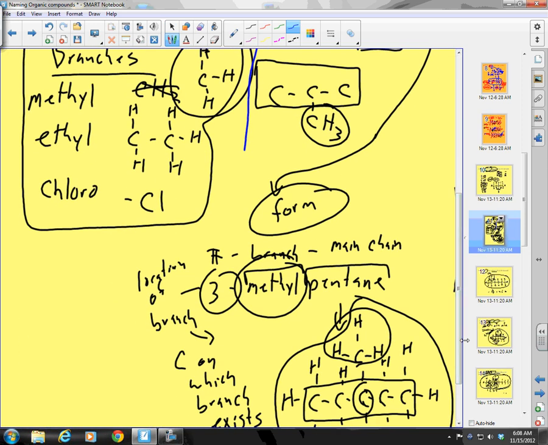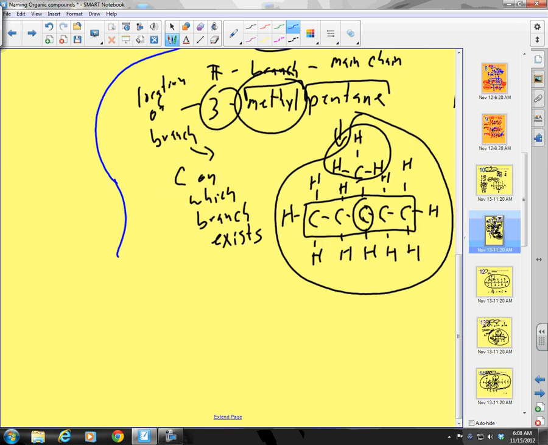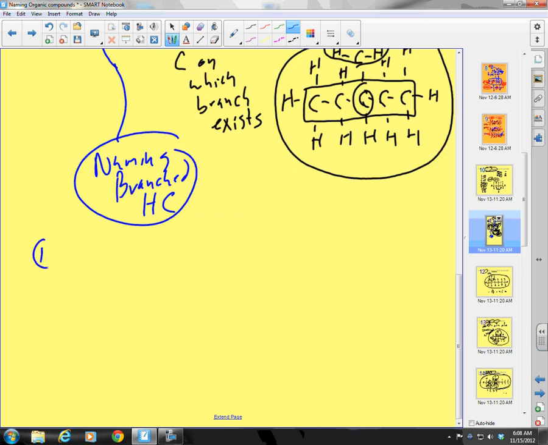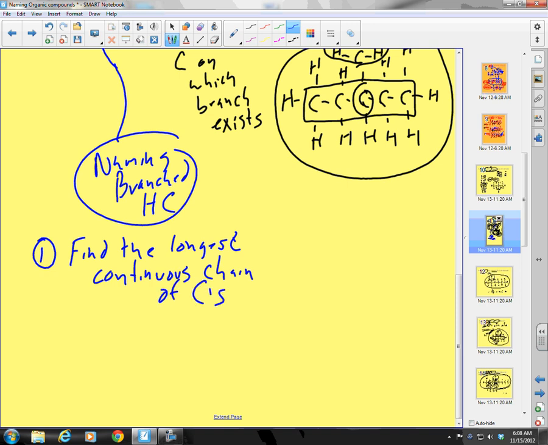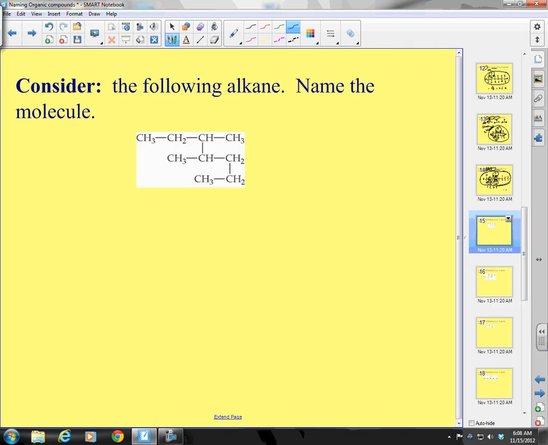Naming branched hydrocarbons. Okay, it's not difficult, but I'll give you the process. Number 1, find the longest continuous chain of carbons. Okay, we're going to pop back and forth. Find the longest continuous chain of carbons.